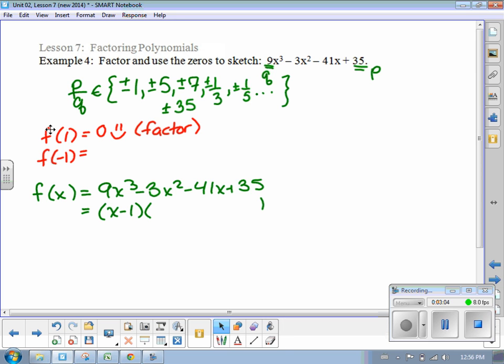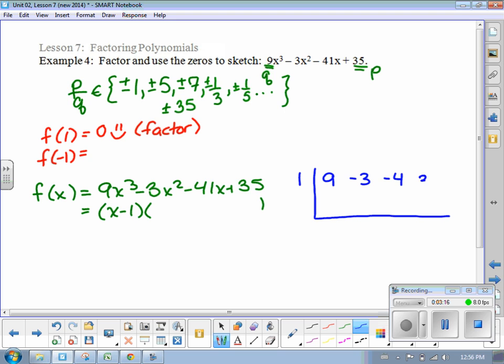Our strategy for this is going to be to use synthetic division. So we're going to just come to the side of our page and do synthetic division with a 1. And at this point, you're quite good at doing synthetic division, so it's just a sort of procedural thing. That was 41.